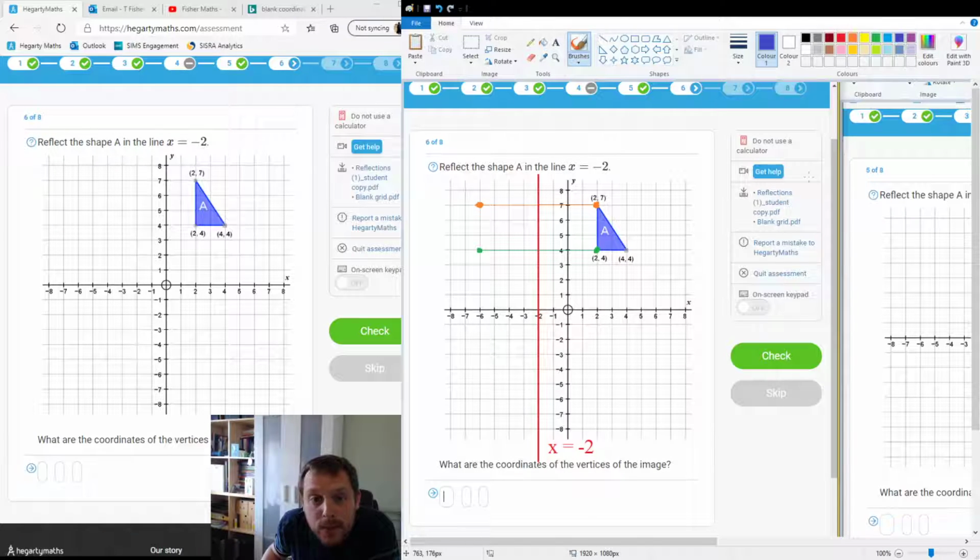And then last one, this one's really far away. This is 6 away from the mirror line. If you count them out, 1, 2, 3, 4, 5, 6 away. So it's going to go 6 that way. So nearly off the graph paper.